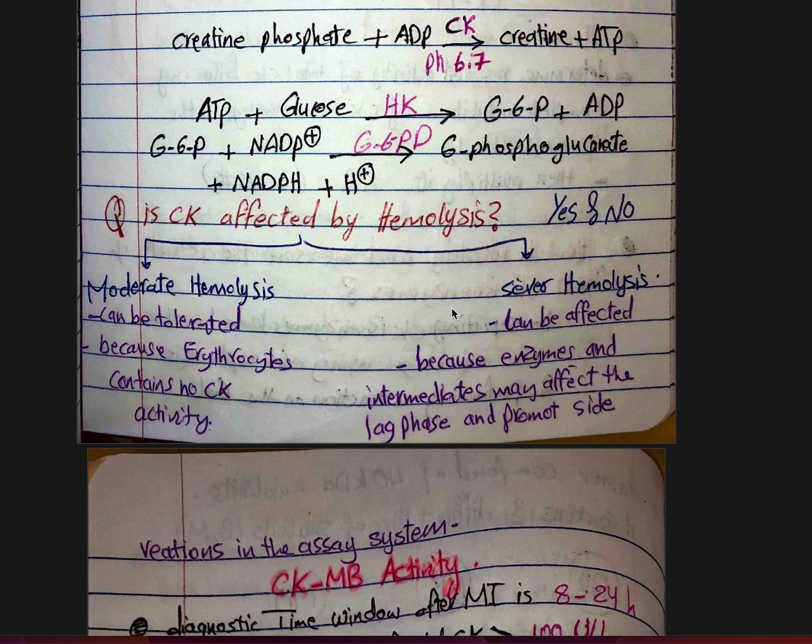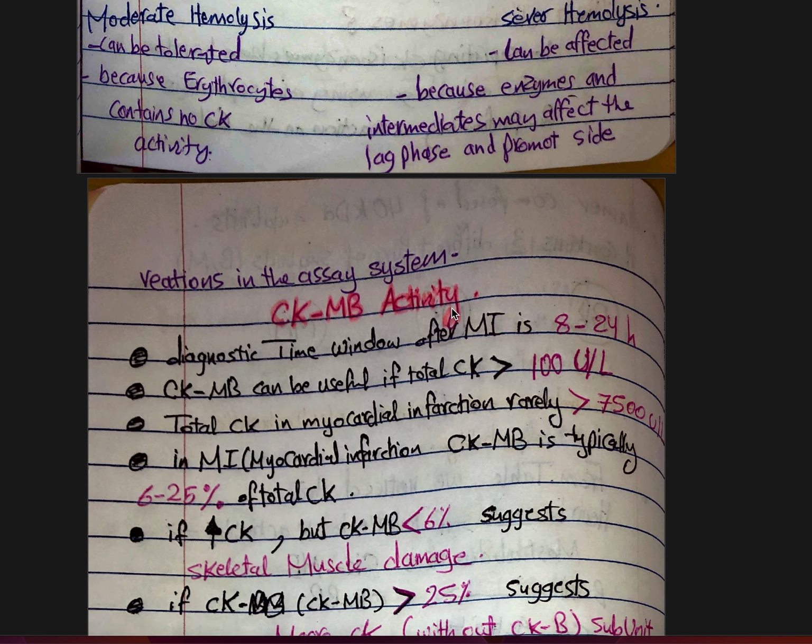And that promotes side reactions, and it increases the CK. So if the question is, is the CK affected by the hemolysis? That depends on the degree of the hemolysis. In moderate hemolysis, no, because there is no CK in the erythrocyte. But in the case of severe hemolysis, the intermediates and the enzymes affect the lag phase, and the side reactions lead to an increase of the CK.